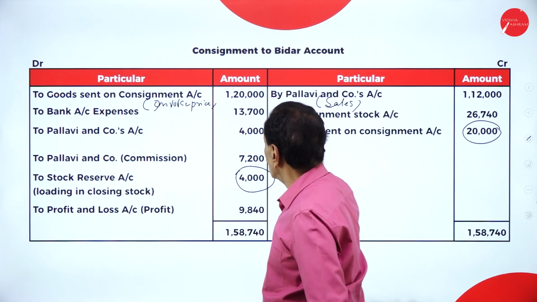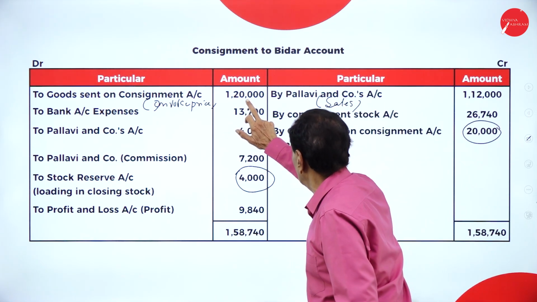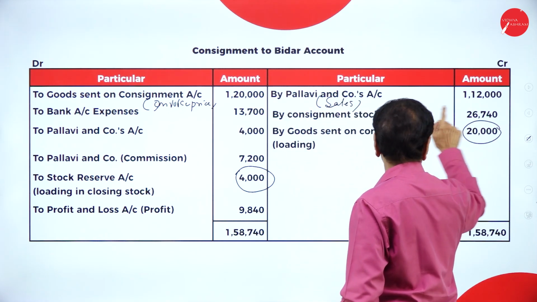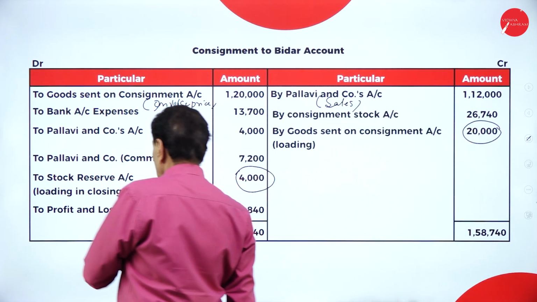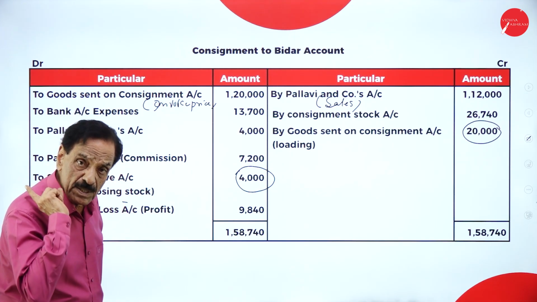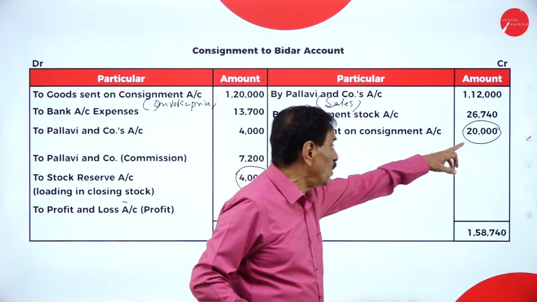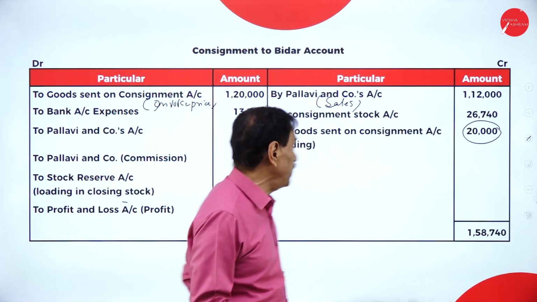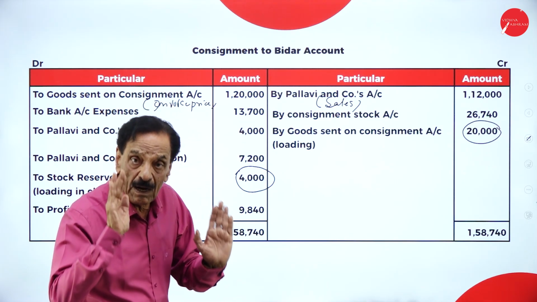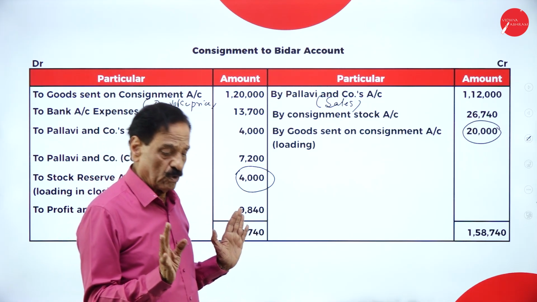Goods sent on consignment: only when the invoice price is given, the real cost is 1 lakh. How much more? 20,000. This is for the closing stock at the invoice price. Here, stock reserve, so this we have to do when the invoice price is given. For a cost price, it is not so. This is the invoice price. How much more? 20,000. Difference is the loading. So this we have to do when the invoice price is given. For a cost price, it is not so.